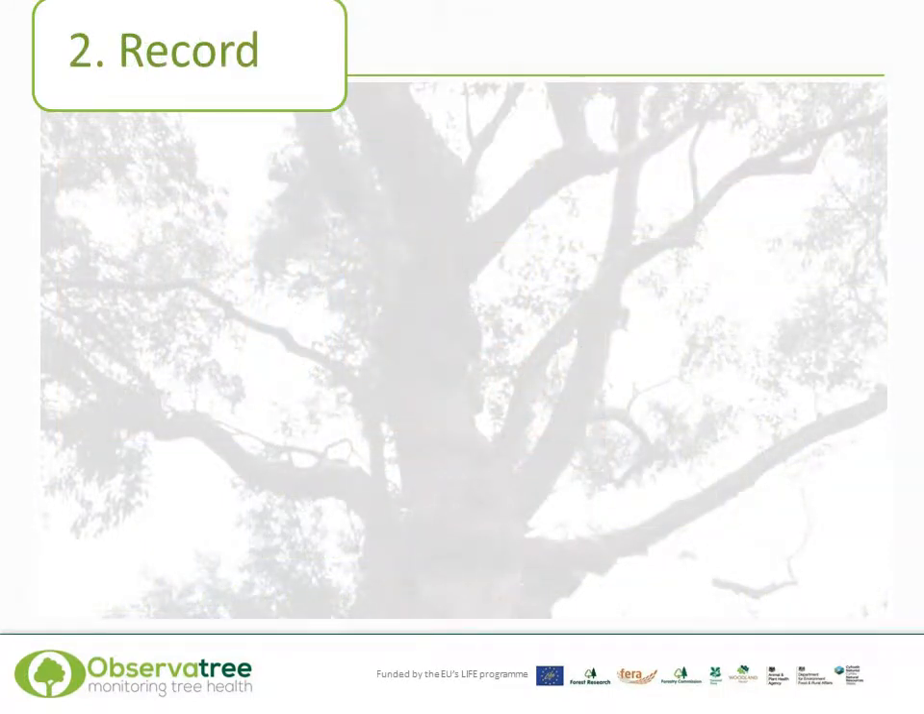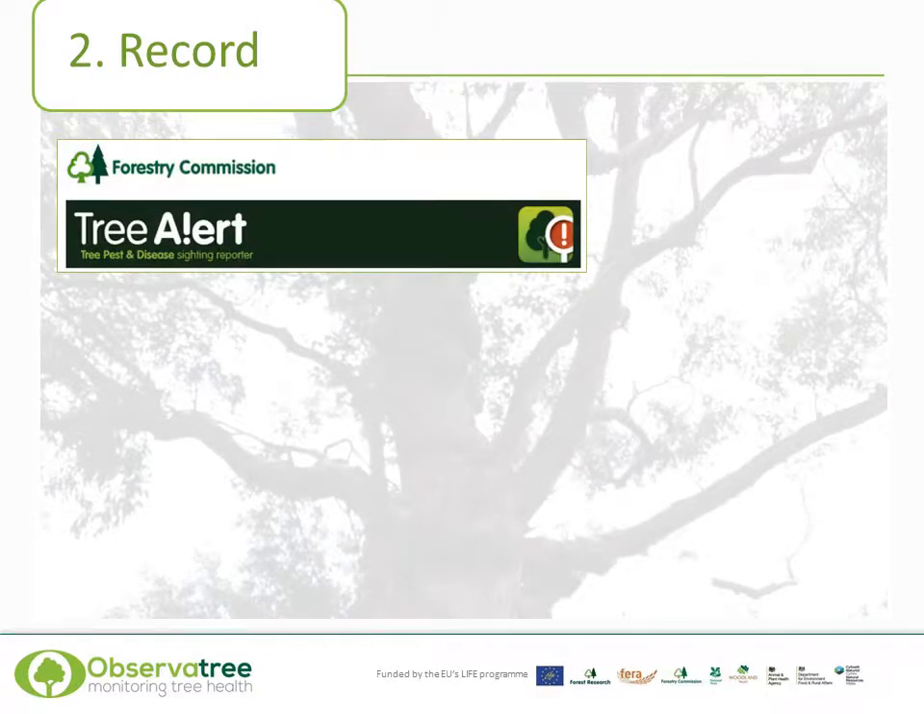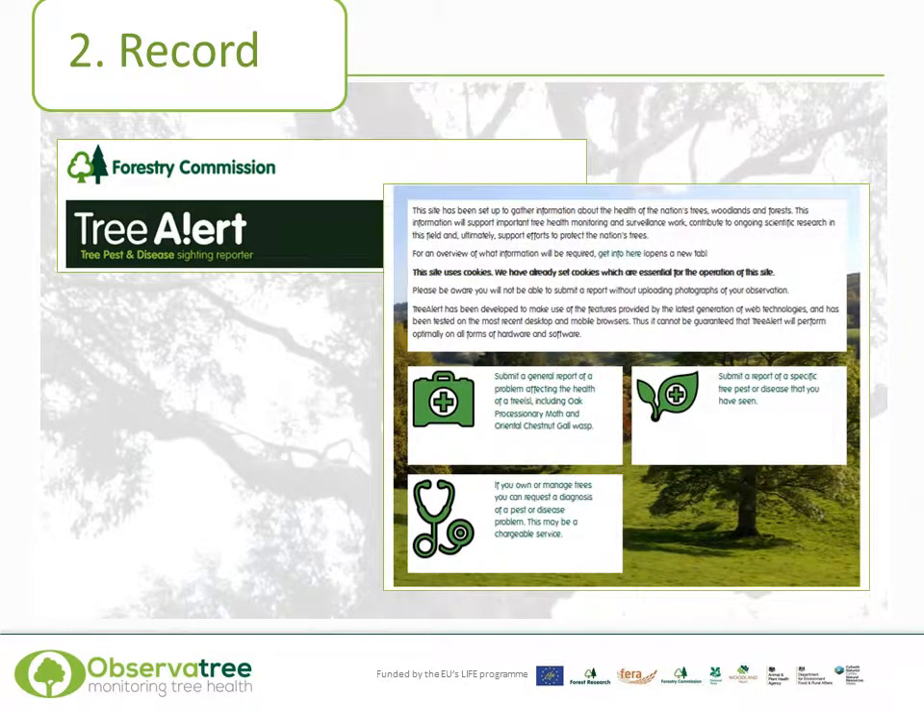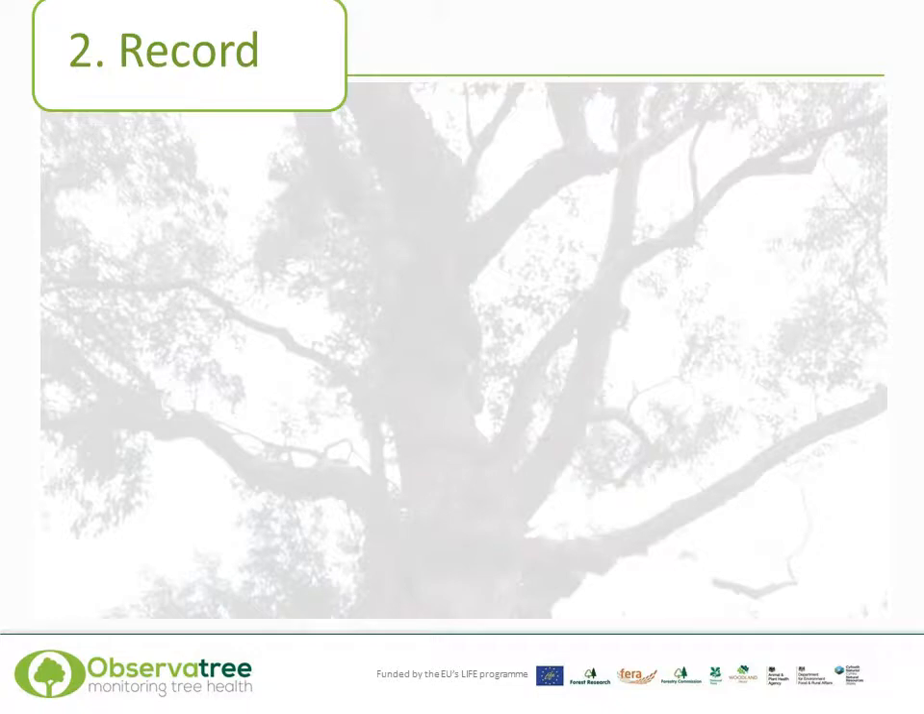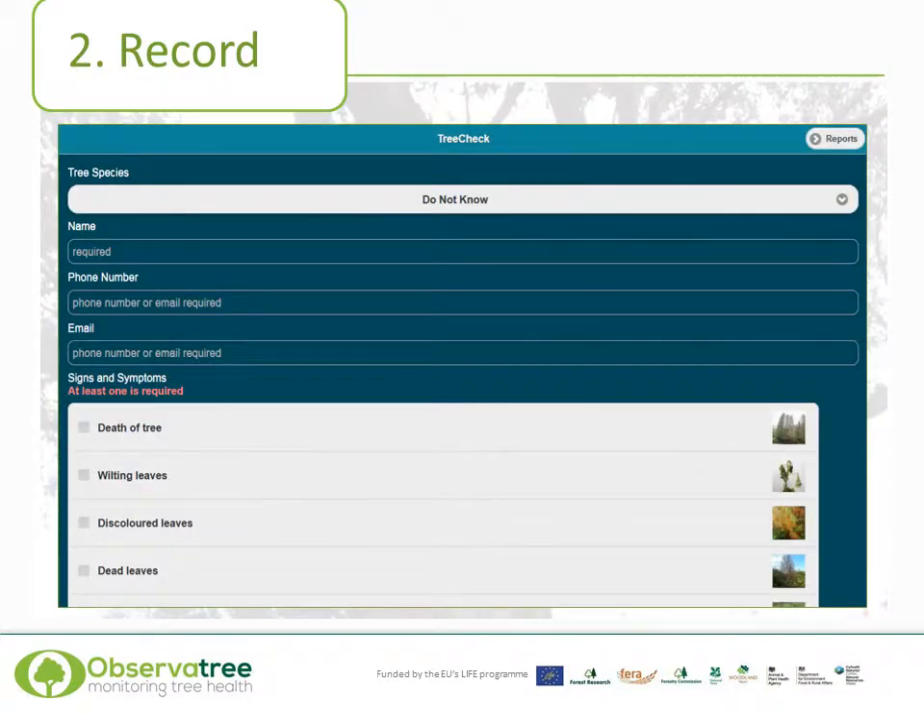The second step is to record information about the pest or disease which you can see. The preferred reporting method within Britain is the Forestry Commission's Tree Alert. This is an online resource which will be discussed in more depth shortly. In Northern Ireland, TreeCheck can be used to record observations. The web address for TreeCheck is included at the end of this video, along with Tree Alert.